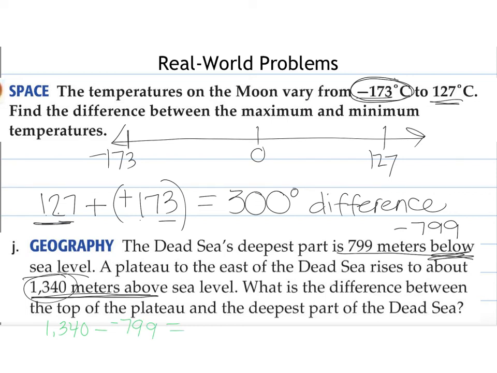I'm going to make this an addition problem. So chop, chop. And then I'm going to cheat and use my calculator. 1,340 plus 799 is 2,139 meters. That is the difference. We could just say 2,139 meters, or we could say there's a difference of 2,139 meters between the plateau and the Dead Sea. Another huge difference. Wow. All right.